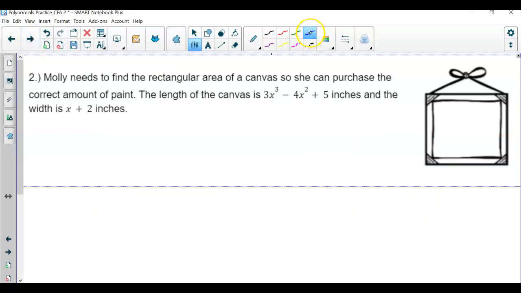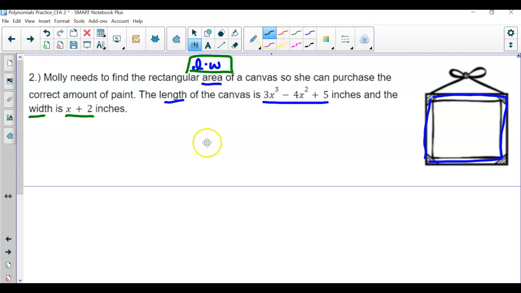So here Molly was trying to find the area of the rectangle. We're just focusing on the area of this portion here. How do we find the area of a rectangle? Length times width. So here, length is 3x cubed minus 4x squared plus 5, and the width is x plus 2. So what are we now doing to find the area? Multiply the two dimensions. So we're multiplying our two polynomials here.